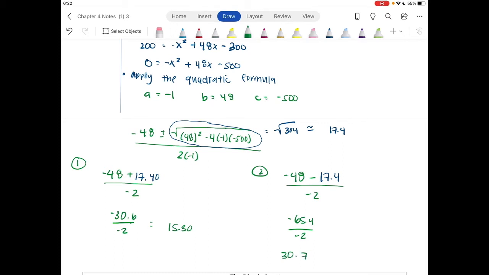Well, remember the question asked, what is the least amount that you could charge? Since 15.30 is the smallest, that will be our solution. They need to charge at least $15.30 to make a profit of $200.